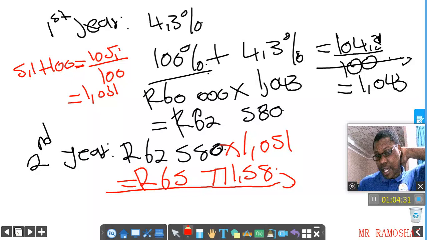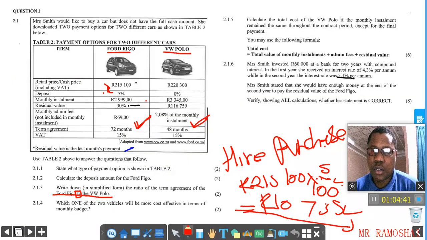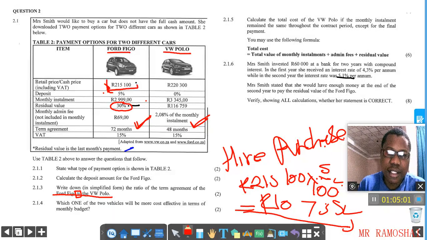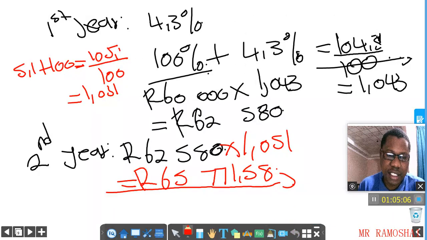This is how much she's going to get after investing for 2 years, right? Remember, we haven't answered the question here. We only calculated how much she will receive on her investment, right? Now when you look here, they say Miss Smith stated that she would have enough money at the end of the second year to pay the residual value. Do you know the residual value of the figure? No, but we have to calculate it. How are we going to calculate it? We're going to look for 30% of the retail price. Are we clear? So we need the 30% of the retail price.